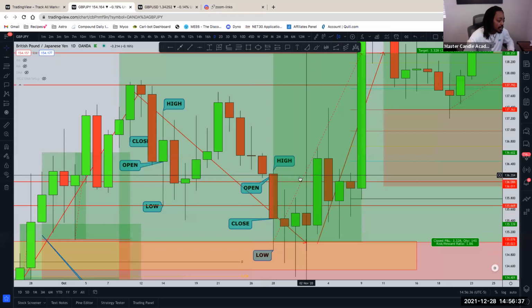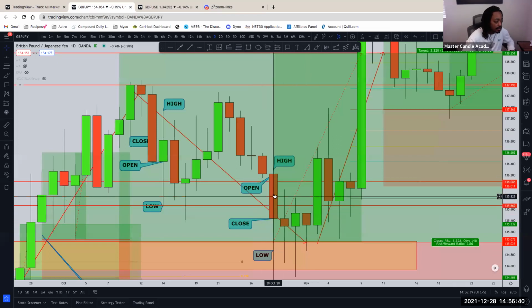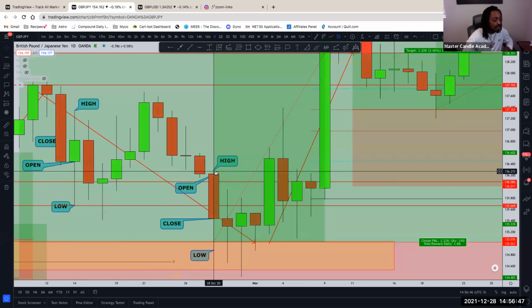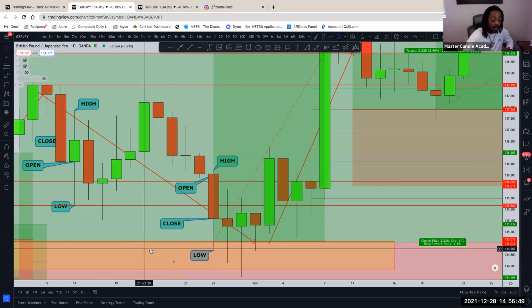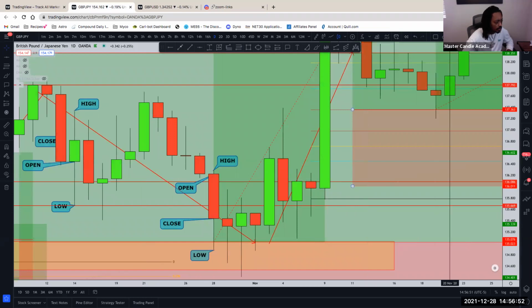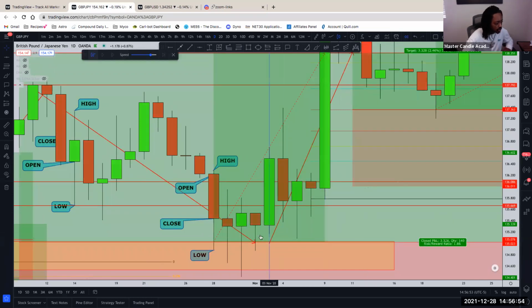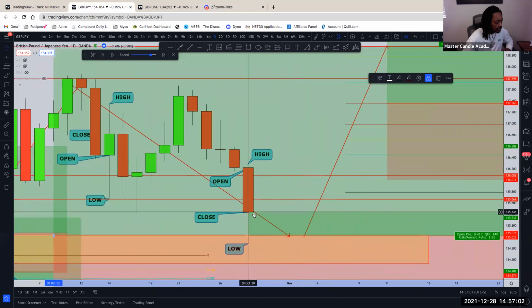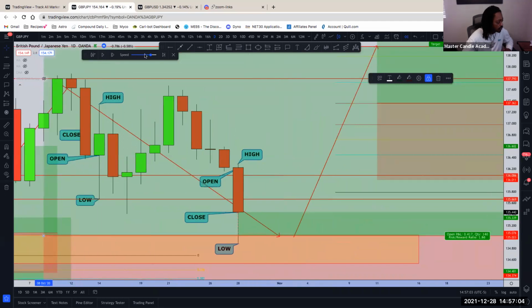First, identify what candle you are looking at. Is it a bullish or a bearish candle? Identify the open and the close. From there, identify the high and the low. Now we wait for the next candle. We wait for the next candle.